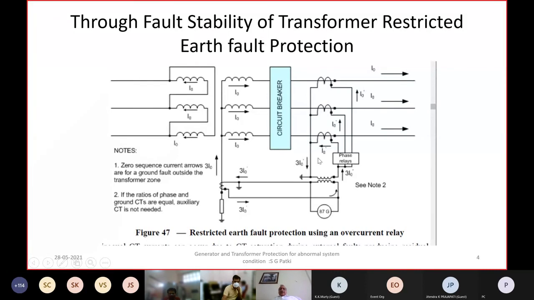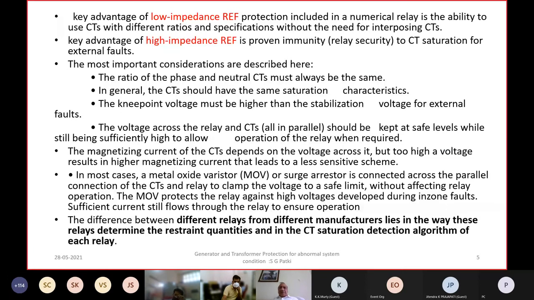And that is the reason, as we said yesterday, that though the high impedance scheme, as far as sensitivity and through fault stability are concerned, is a better scheme, still we prefer to go for a percentage bias scheme because the CT requirement is not so stringent. So that way it becomes easier to implement the scheme. And also in the numerical relay, normally the choice of ratio matching and other things are done by software only. So all these are the advantages.